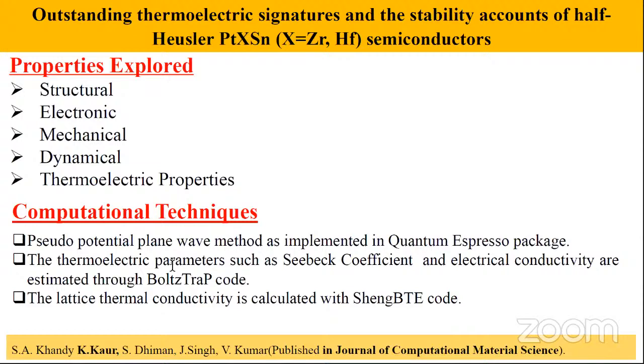Now I am going to discuss the stability and thermoelectric properties of some half Heusler compounds, PtXSn, where X is Zr and Hf. This work is published in the journal Computational Materials Science. In this work, we explored the structural, electronic, mechanical, dynamical, and thermoelectric properties of some half Heusler compounds. The electronic properties are calculated with the Quantum Espresso code, which is based on density functional theory. Thermoelectric properties are calculated with the BoltzTraP code, which is based on semi-classical Boltzmann transport theory. And the lattice thermal conductivity is calculated with the ShengBTE code.